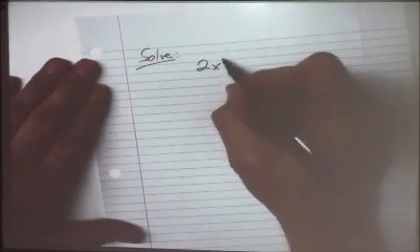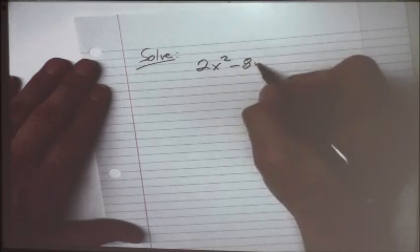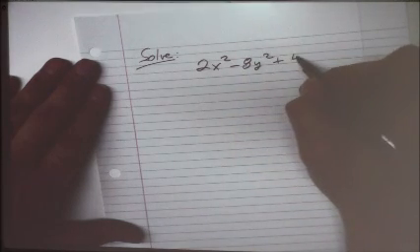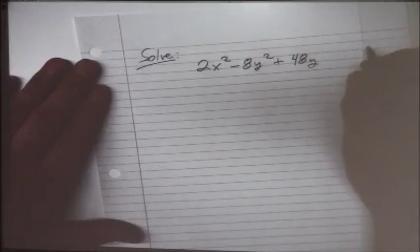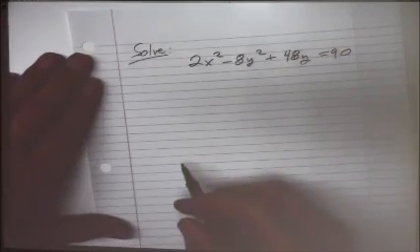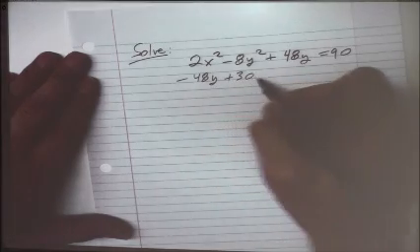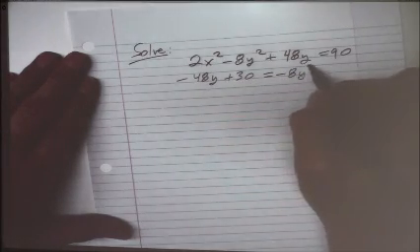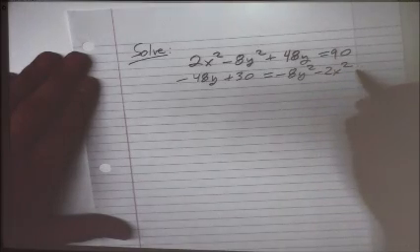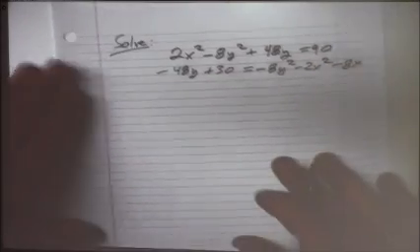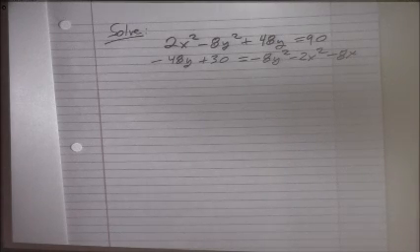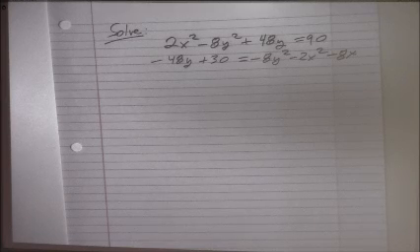one more that's a really big one. Please write this one out. 2x squared minus 8y squared plus 48y equals 90. Negative 48y plus 30 equals negative 8y squared minus 2x squared minus 8x. For some of you, now I can challenge you. This one should be a little more challenging for those of you who feel like, okay, I got this, this one's easy. This one might take a little bit of work.